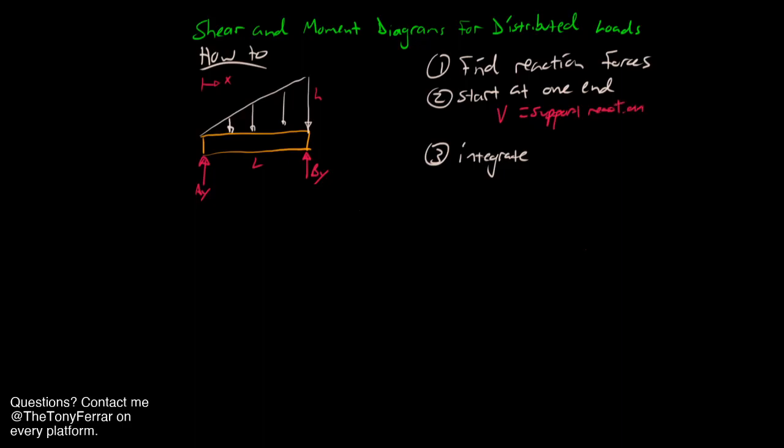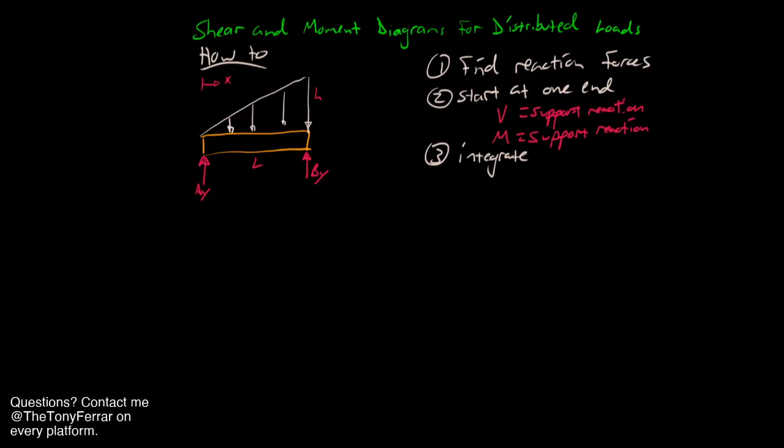In other words, imagine taking an infinitely thin slice here, and what we would discover is that the shear is equal to Ay. And by the same token, the internal bending moment would also be equal to whatever the moment of the support reaction is. In this case, there isn't one, so it'd be 0. And then from there, we integrate. So let's try this out.